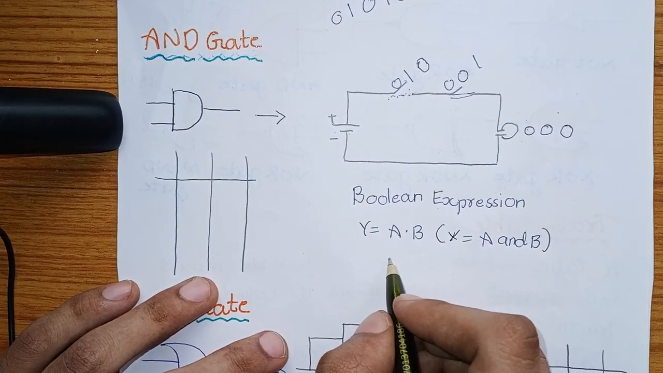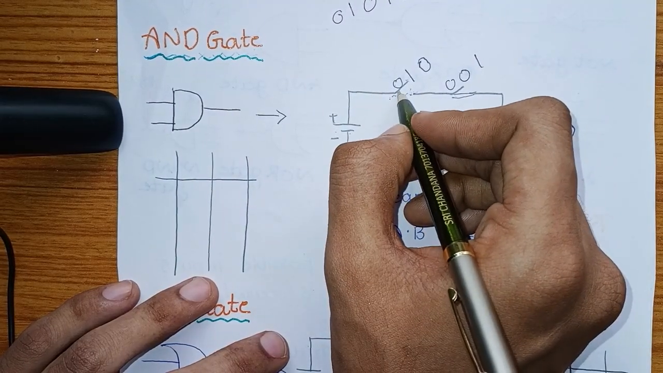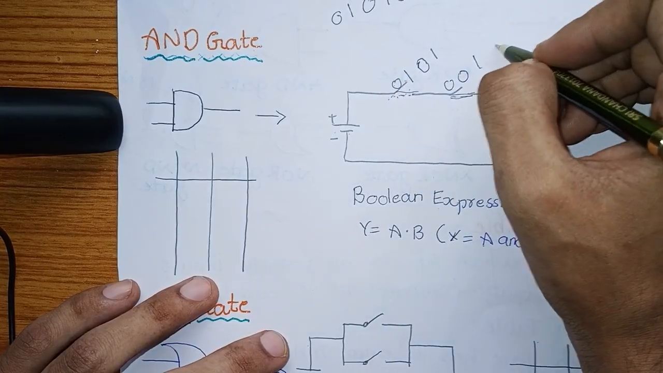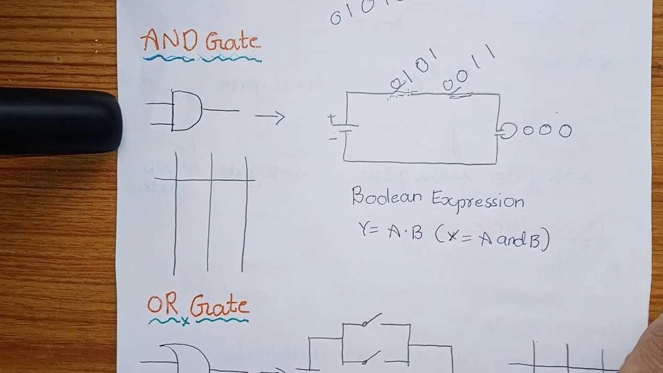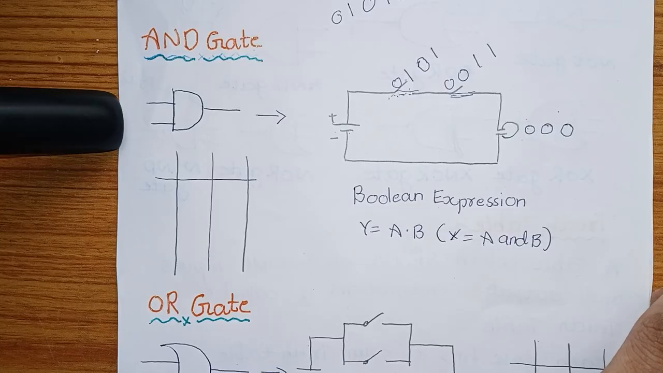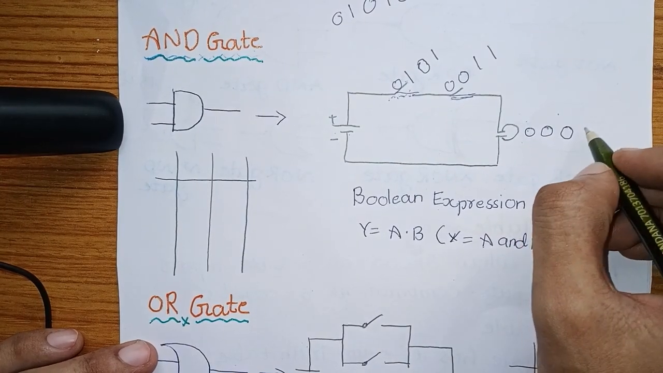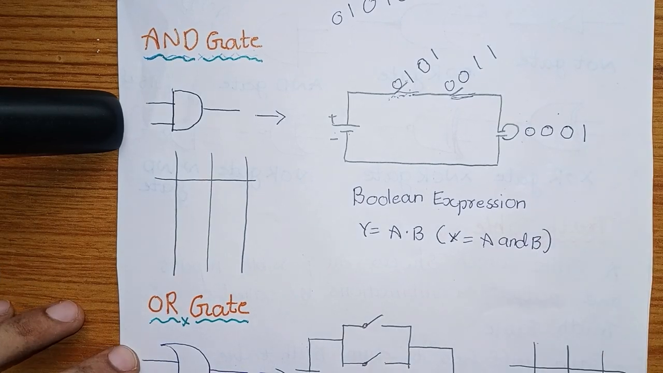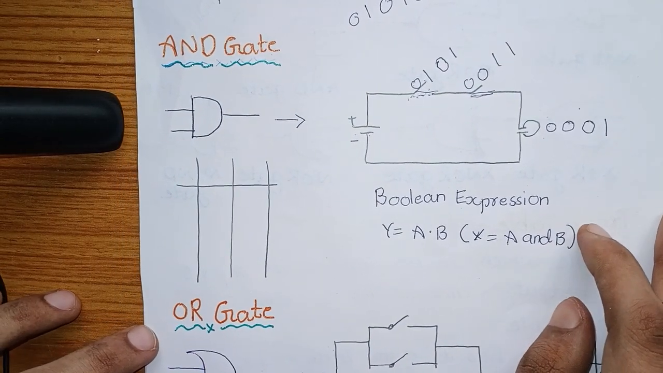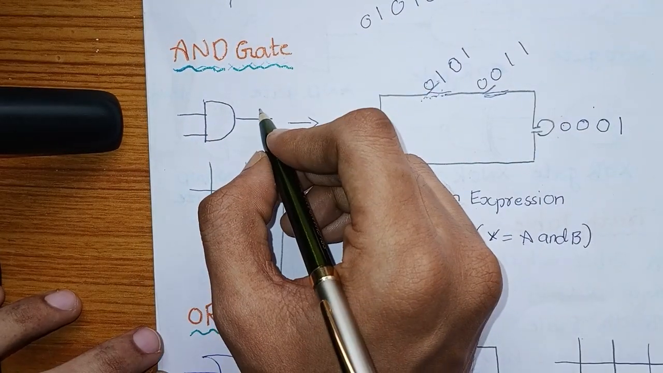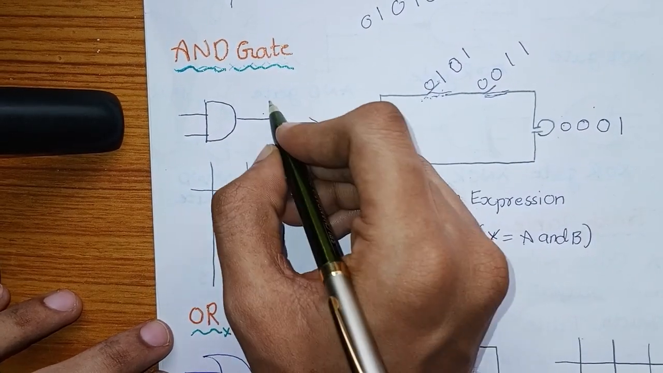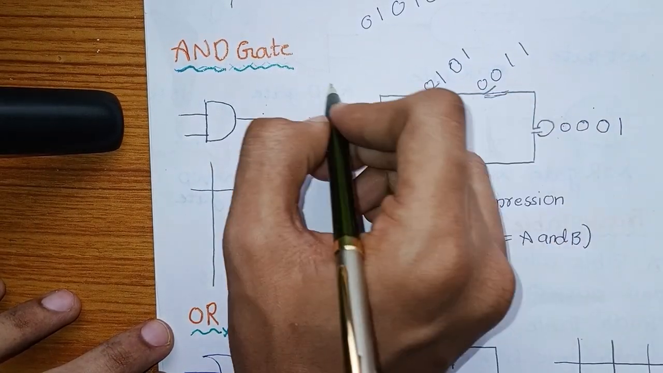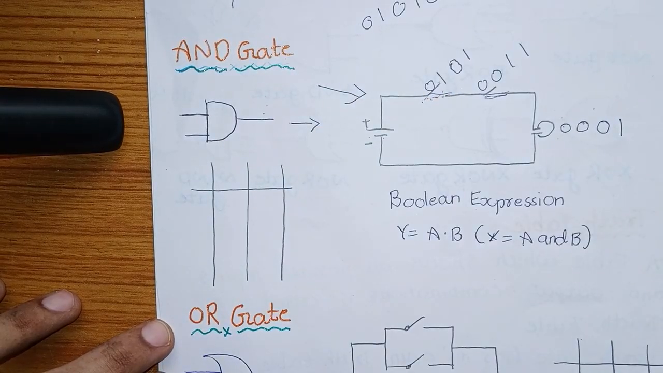Do you get it? In the fourth case, I am going to close this entire circuit, giving each switch as 1 and 1. In this case, what do you think? Does the bulb glow? Yes, definitely. The bulb will glow here. I'm marking it as 1. Okay. This is how the AND gate works. This is the actual process of working of the AND gate.